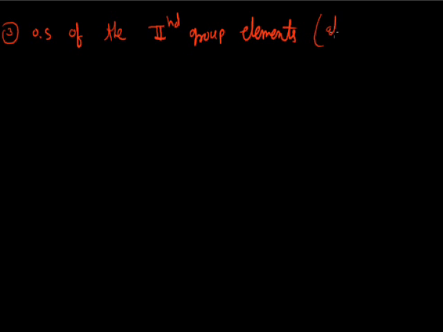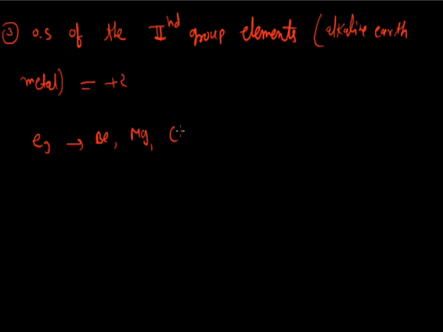And the third rule becomes: OS of the second group elements, meaning alkaline earth metals, equals +2. For example, beryllium, magnesium, calcium, strontium, barium all have the OS +2.